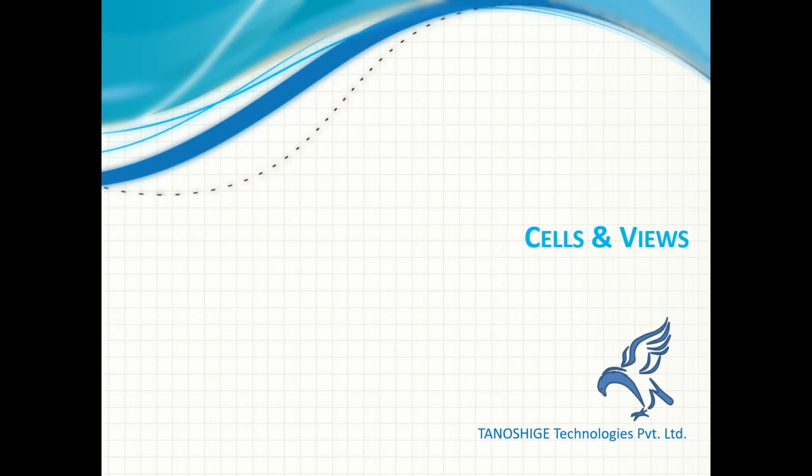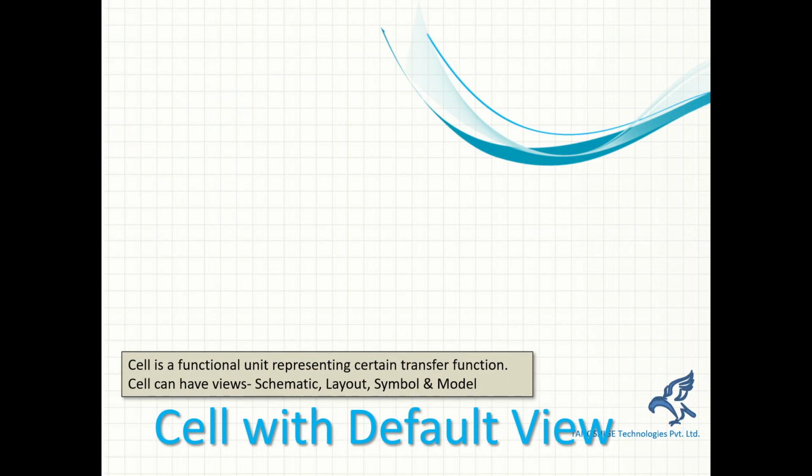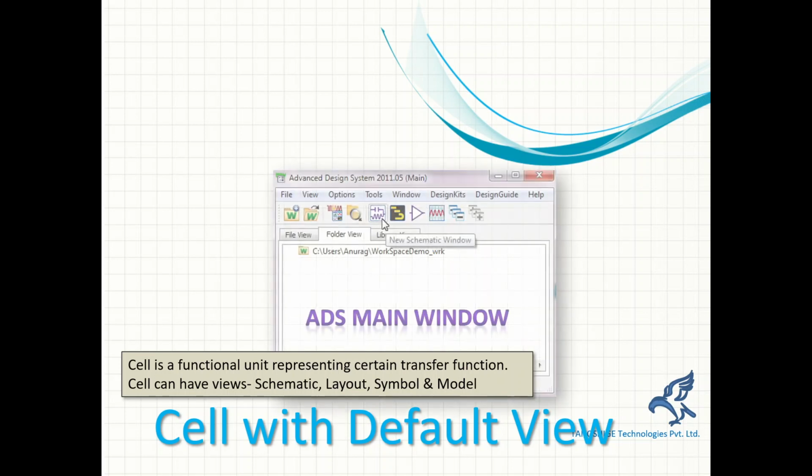Cells and views. Every design is called a cell, and a cell has one or more views. You have to have at least one view. A cell is a functional unit representing a certain transfer function. Cells have views, and these views can be schematic, layout, symbol.